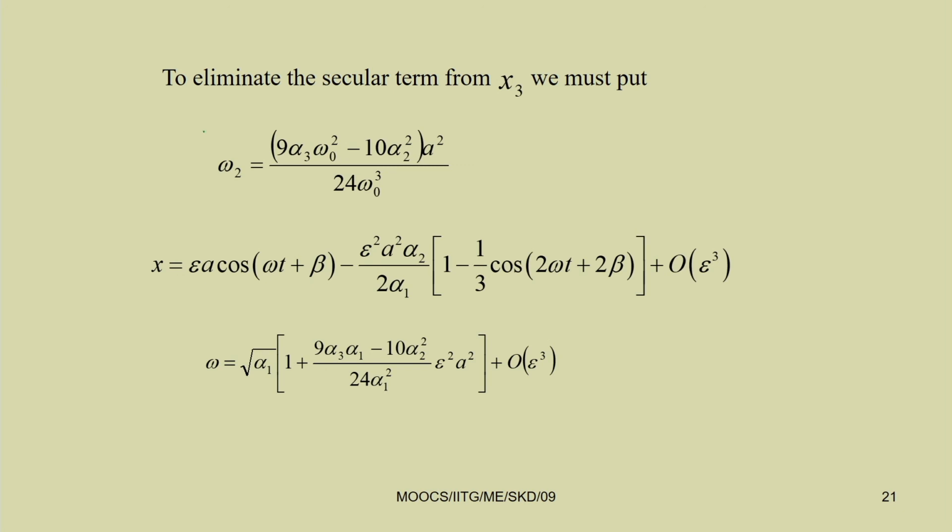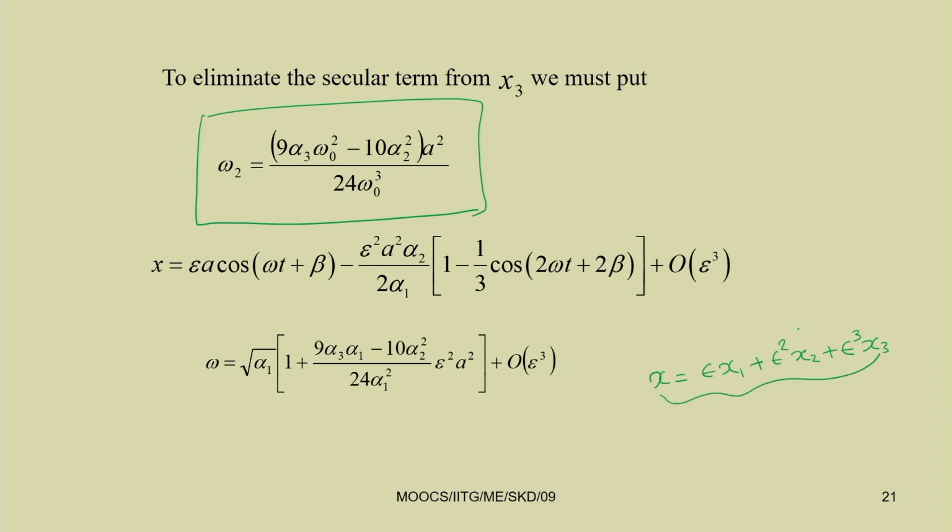So, now we got one relation between omega 2 and a, where a is the amplitude. So, omega 2 is part of this omega. Now the expression for x can be written in this form. We already know that we have written x equal to epsilon x 1 plus epsilon square x 2 plus epsilon cube x 3. So, that is the expression we have written.